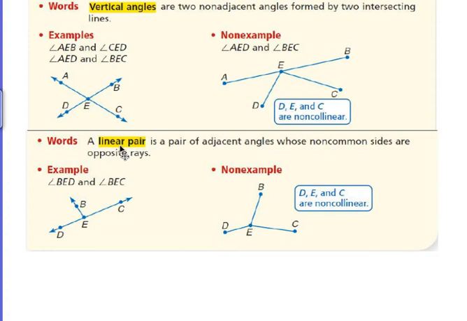When you see the word linear, you think line. When you think line, you think half a circle. When you think half a circle, you're basically saying 180 degrees. So this one for sure makes 180 degrees. This one doesn't. So that's why this one cannot have linear pair.